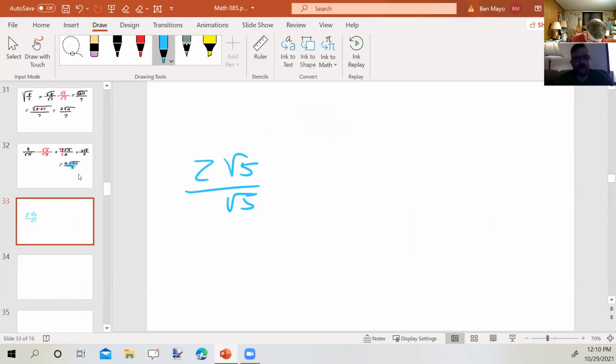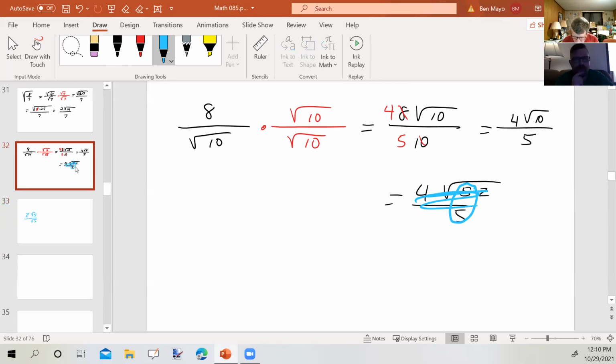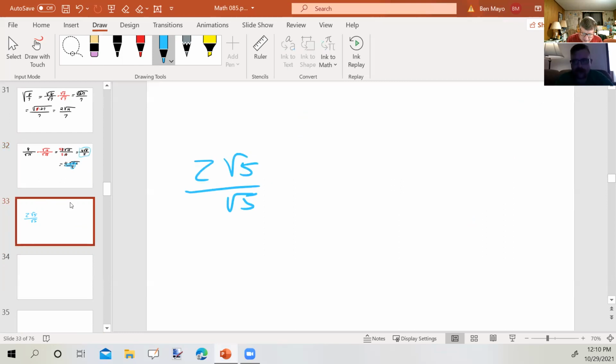Wait, so for that last one, that would be like no solution, or? Oh, I gotcha. Yeah. Now, if I had something like this, then I could come through and cross those out because they're both the square root of 5. But don't confuse the square root of 5 and 5 as being reducible in their present state.